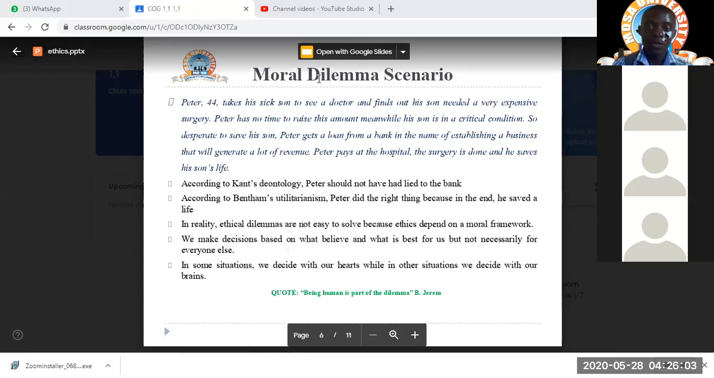He has to do whatever it takes as a parent to save the life of his son. So under utilitarianism, Peter told lies so that he could save his son. Utilitarianism says it is okay to use a wrong method to produce a positive outcome. But under deontology, we are saying it is not okay to tell lies even if the outcome is positive. Are we clear?